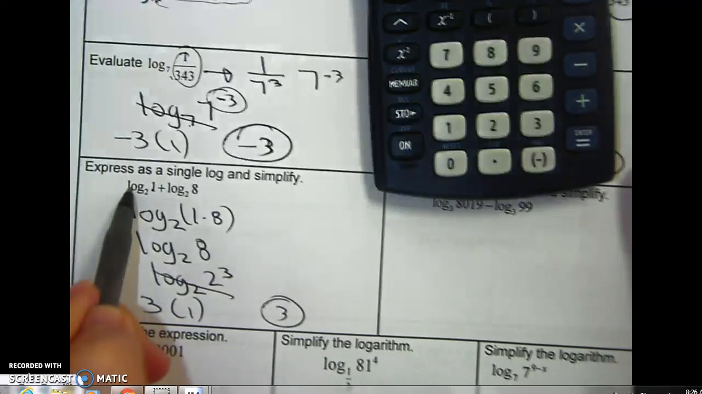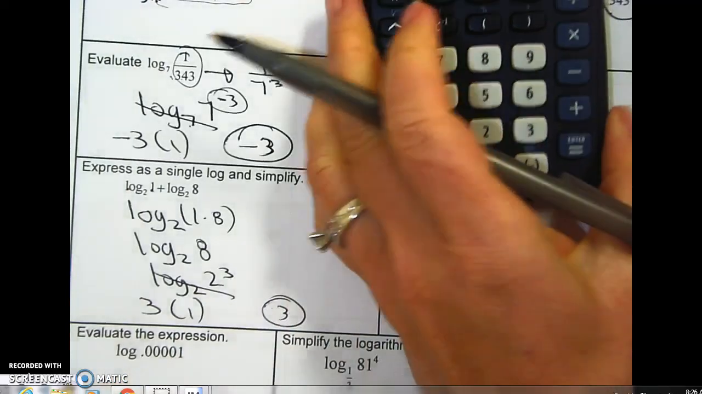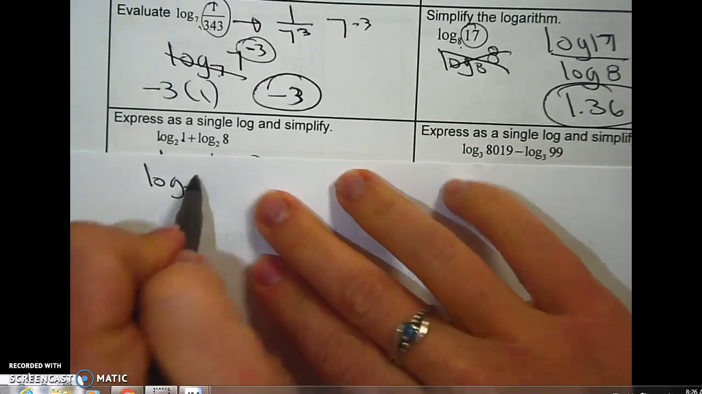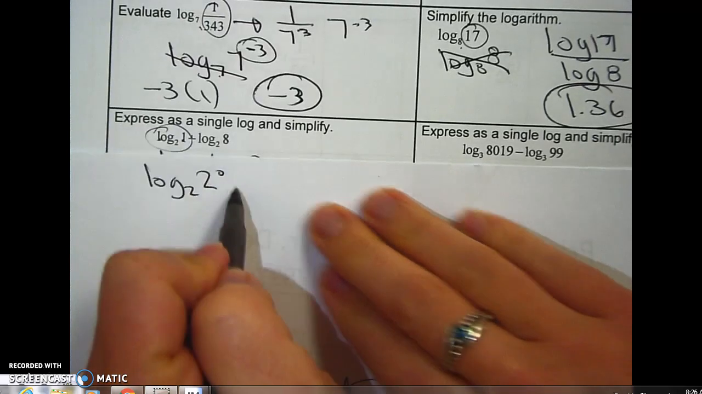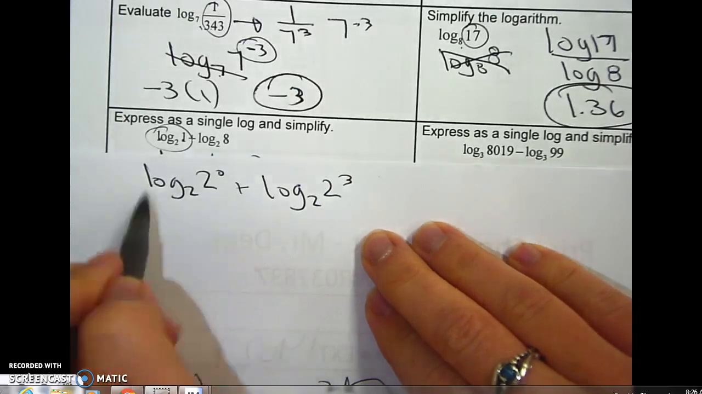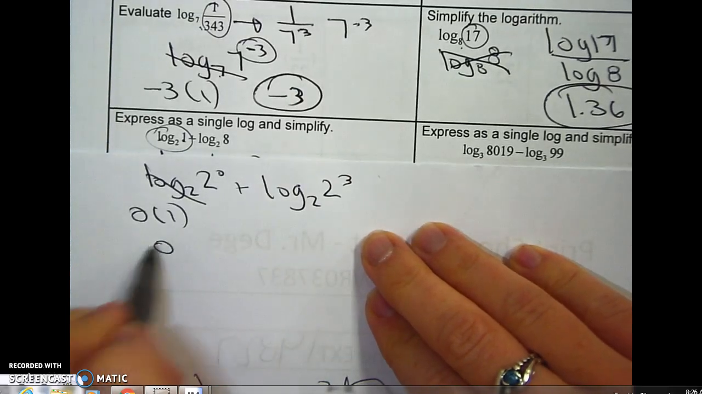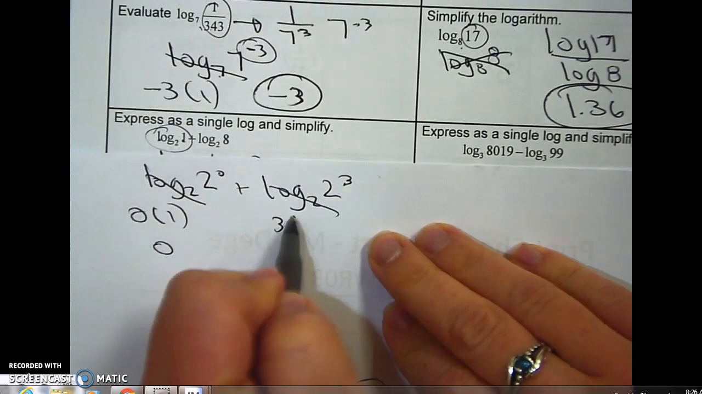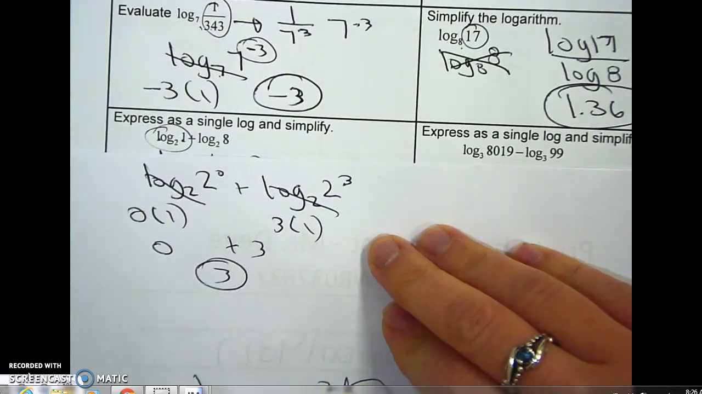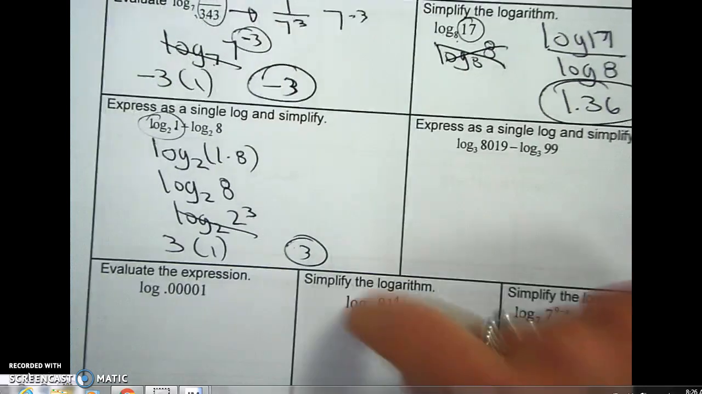I want to point out, I could have done this a different way. So let me get a piece of paper here so you can see it. I could have done log base 2 of 1, which is 2 to the 0, plus log base 2 of 8, which is 2 cubed. Little turns big. And 0 plus 3 is 3. I don't care if you do it this way or this way, get 3.